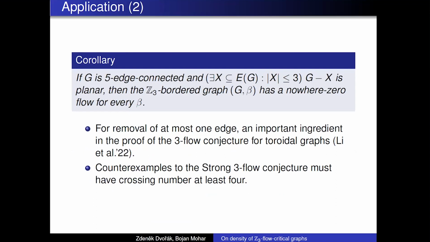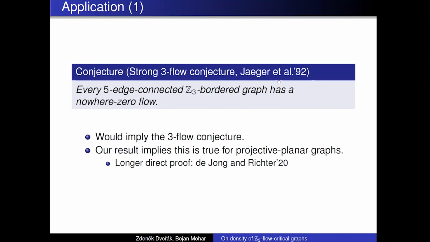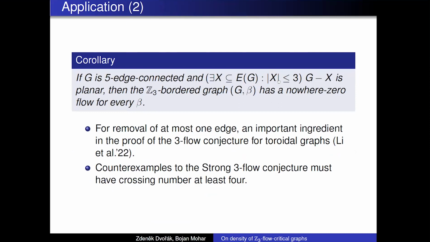We can also prove this strong three-flow conjecture for graphs that differ from planar graphs by adding at most 3 edges, which in some weaker way was already proved before with just one edge distance from planar graphs as an important ingredient in the proof that the three-flow conjecture holds for toroidal graphs. And in particular, this implies that the counterexamples to the three-flow conjecture must have crossing number at least 4, which actually I'm not sure. There were some results along that way as well, so maybe it was actually known before. I'm not 100% sure.